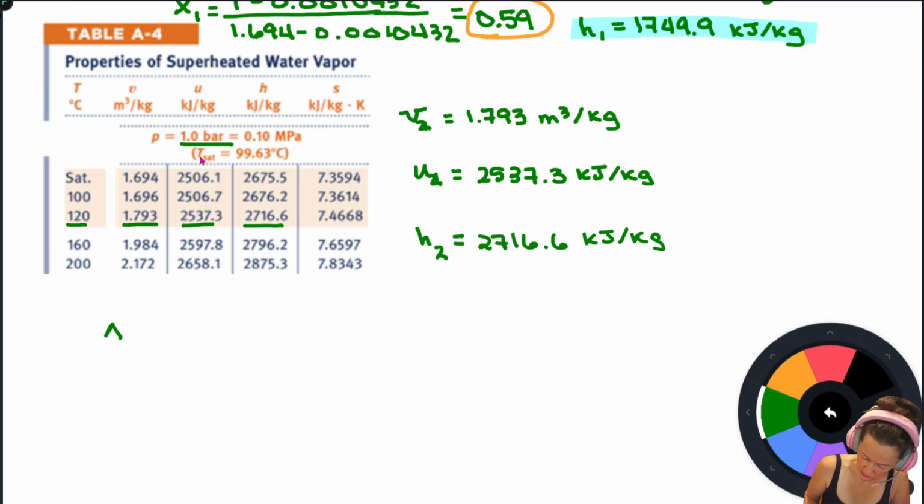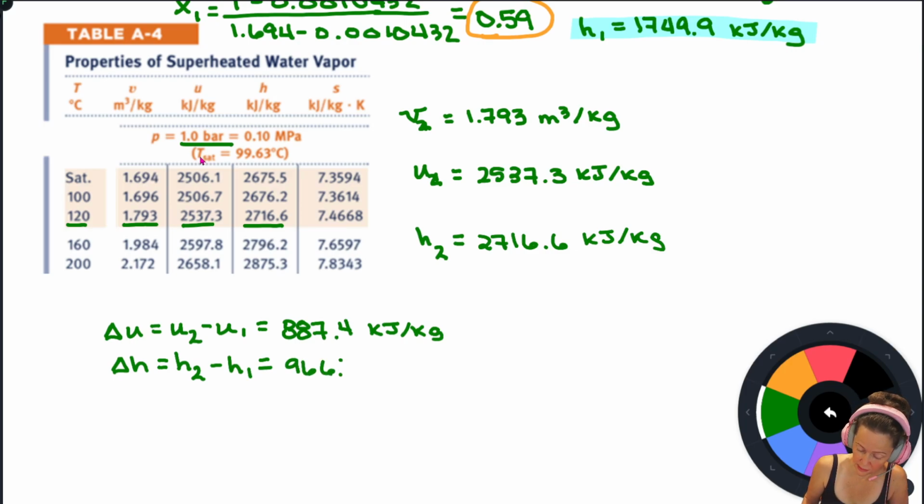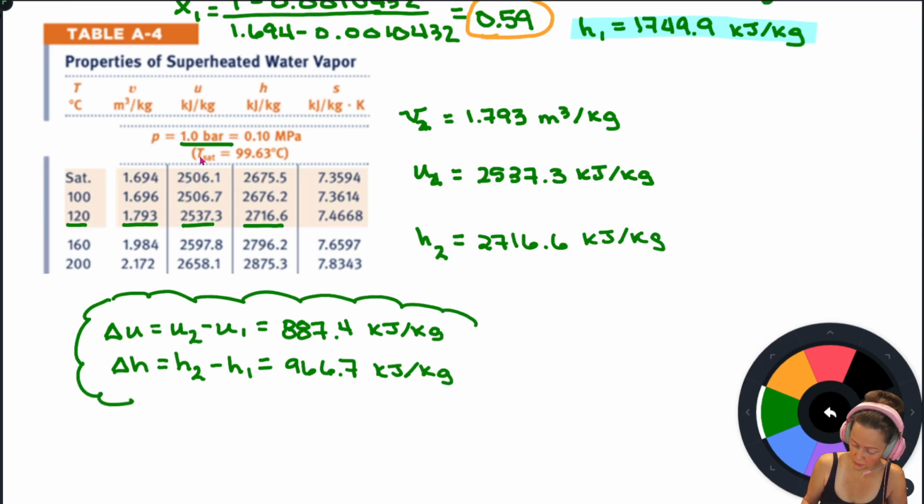And so what I was really asked to find was the changes in internal energy and enthalpy. Easy enough. I have everything I need here, right? So again, anytime you have a delta, it's what it is after minus what it is before. So my delta U, 887.4 kilojoules per kilogram. My delta H is 966.7 kilojoules per kilogram. Perfect. So that is mostly what I needed.